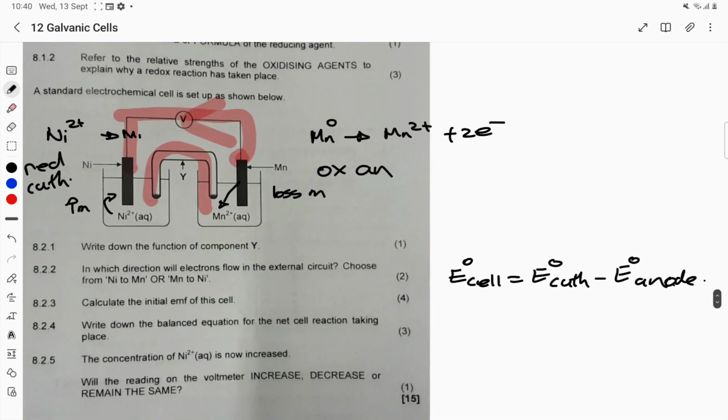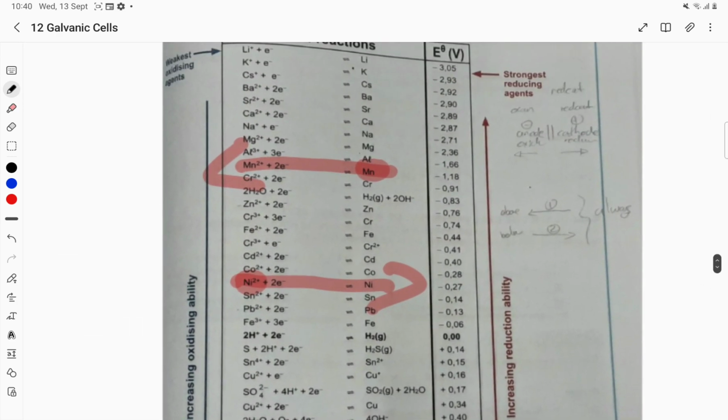So we have Mn going to Mn2 plus. Where's that? We highlighted it. So that value is negative 1.18. And for the nickel being reduced, we have negative 0.27. So let's plug those values in.